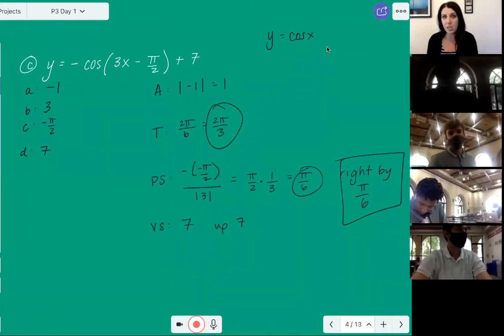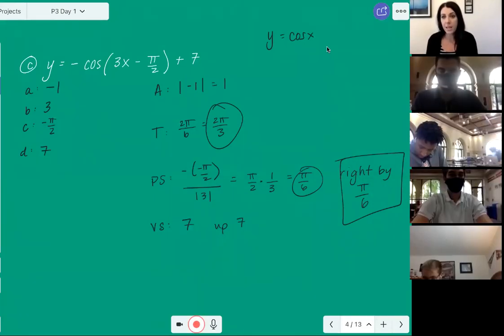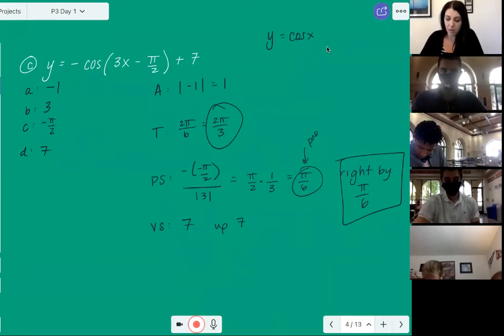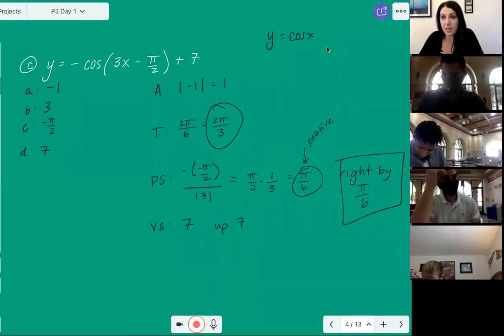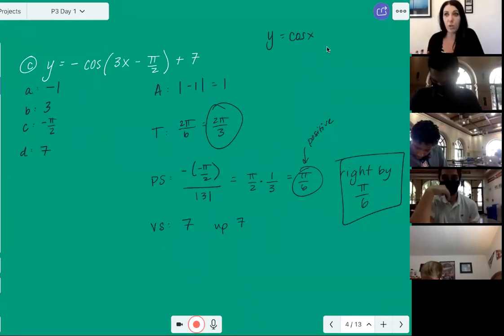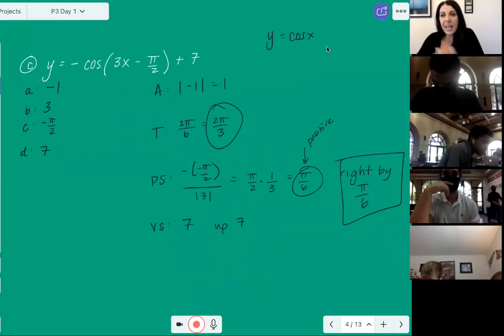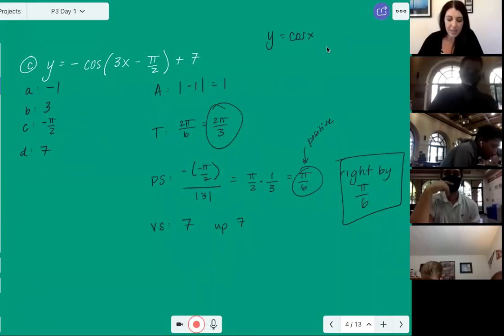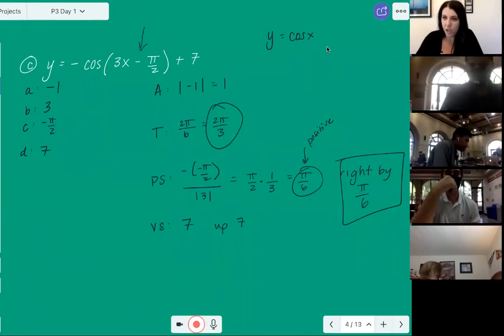Any questions? Ms. Toshner. Yes, sir. I'm a little confused as to why it's right by pi over 6. So our final answer was a positive answer, right? Our final answer was positive. And so when our final answer is positive, that means it moved to the right. If my final answer was negative, it would move to the left. But an easier way to sometimes think about this is going back to the original equation, right?